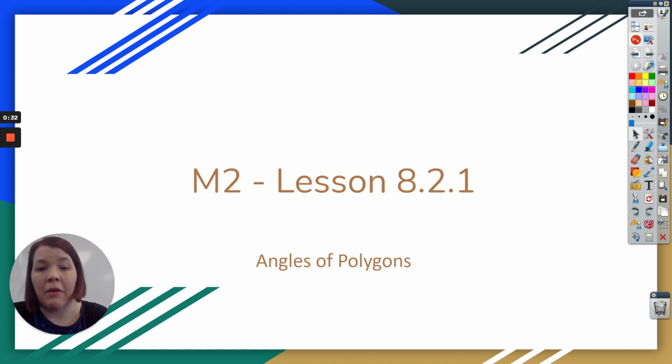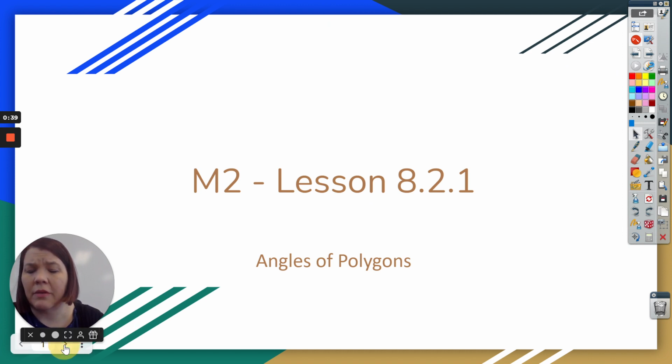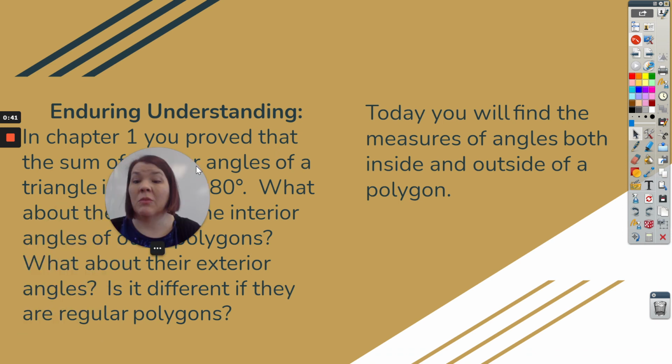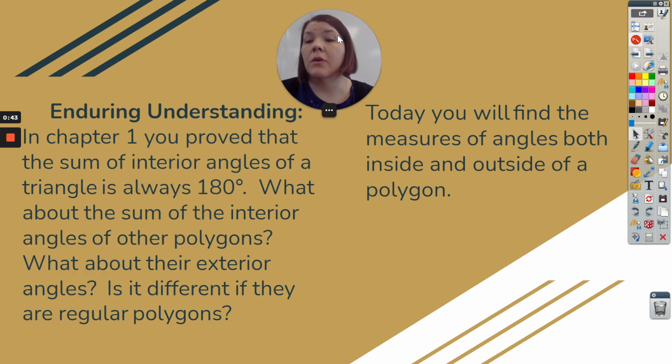We're going to be talking about angles of polygons in chapter 8. So let's just make sure we understand what we're dealing with. In chapter 1, we proved that the sum of the interior angles of a triangle is always 180 degrees. What about the sum of the interior angles of other polygons? What about their exterior angles? Is it different if they are regular? So today we're going to find angles inside and outside of a polygon.